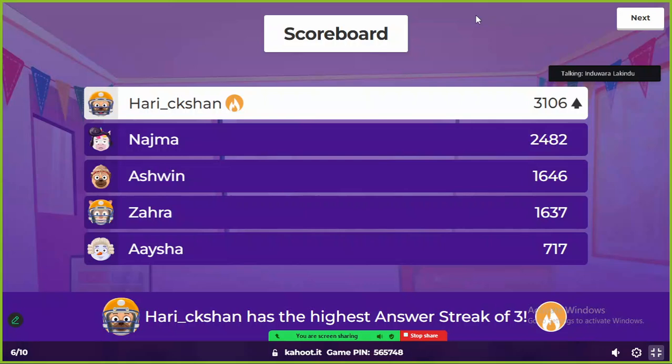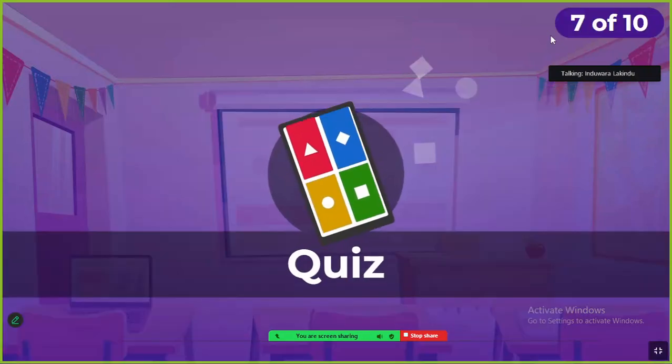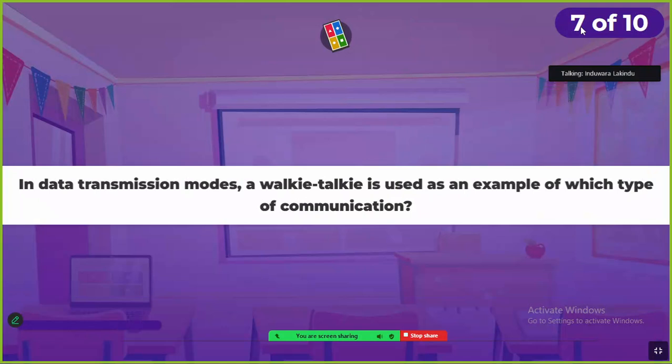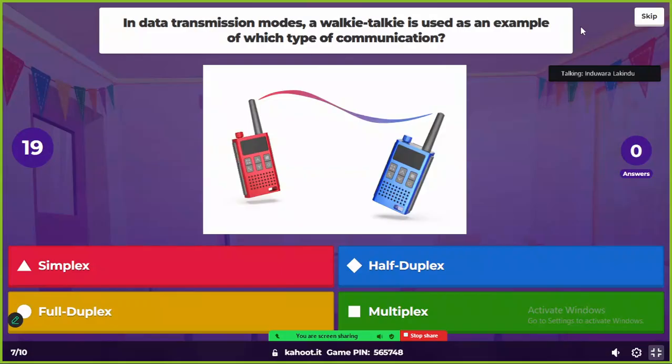Najma, try again. You still have the chance. Sarah also having the chance. Aisha, you still have the chance. See. In data transmission modes like walkie-talkie, luck is important. What is this communication type? I will teach in next week, but for now, just try to give me the answer. Which type of communication?